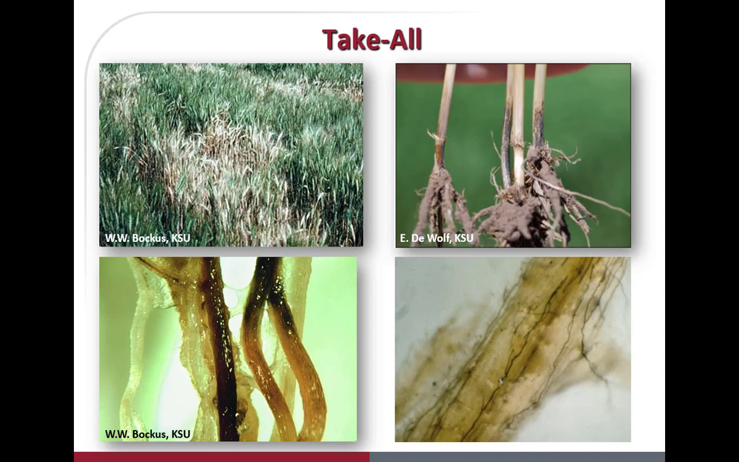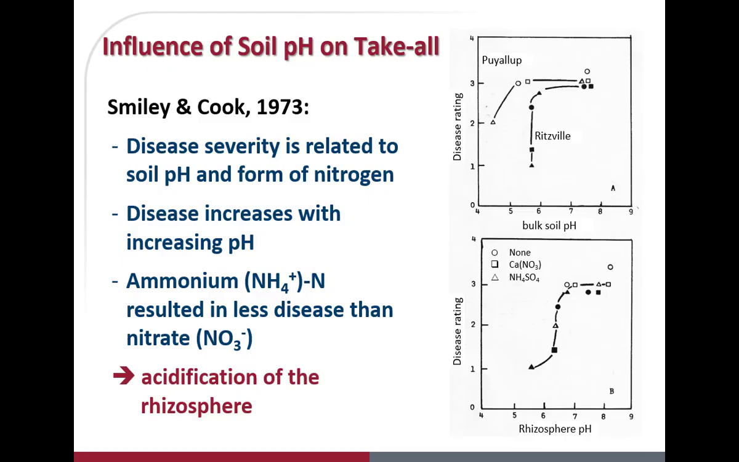You see these, what we call runner hyphae, on the surface of the roots, and it can also cause this discoloration on stem bases. It can be a very severe disease when it occurs. It tends to occur in wetter areas. In our part of the world, we tend to see this more in irrigated systems, especially when you have short rotations between cereal crops.